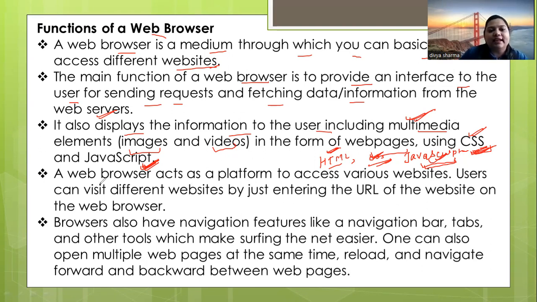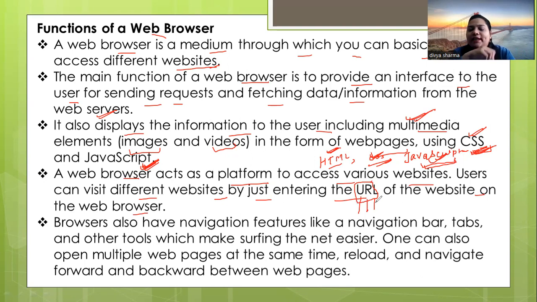A web browser acts as a platform to access various websites. So we can say it is basically a platform through which we can access so many websites. Users can visit different websites by just entering the URL. URL basically means uniform resource locator of the website on the web browser.